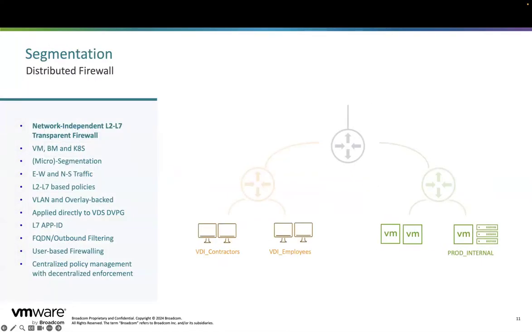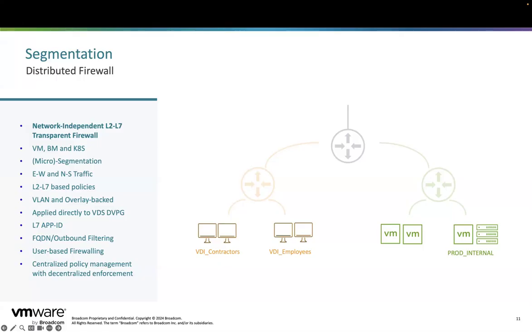Let's talk about some use cases. Obviously, segmentation is probably the most common thing that people think of when they think of vDefend or they think of security. How do I control traffic flow in my environment? So vDefend is purpose-built for segmentation, giving a network-independent L2 through L7 transparent firewall. It works for virtual machines, bare metal, and Kubernetes. Again, giving segmentation all the way through to micro-segmentation for both east-west and north-south traffic.